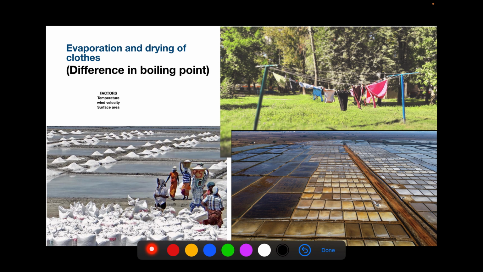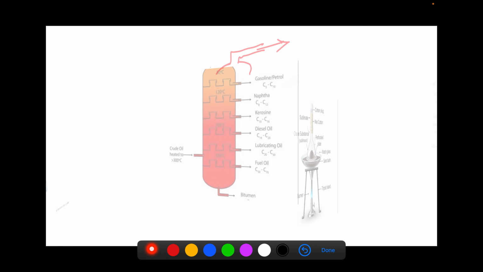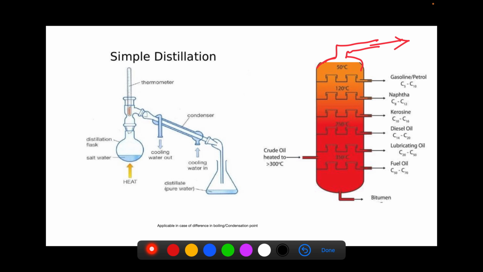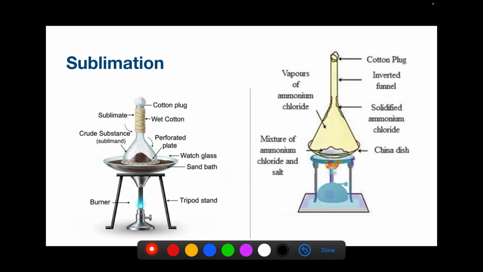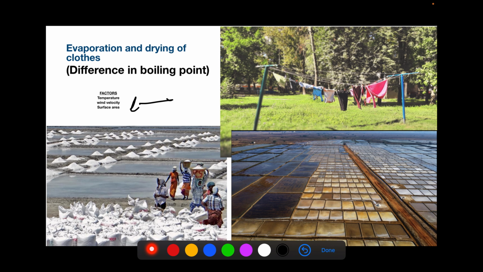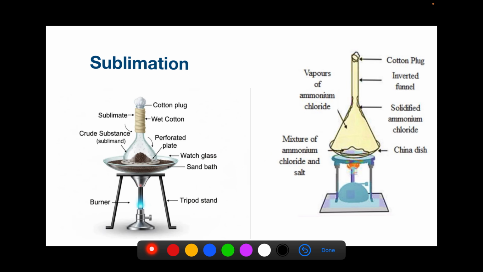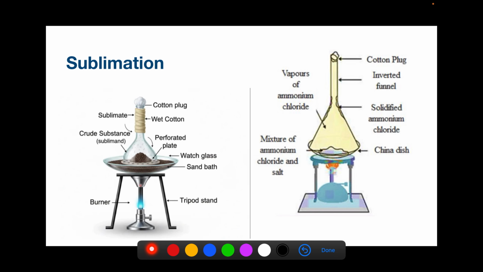One of the very good examples which we see every day is evaporation. Evaporation is when a liquid substance is converted into a gaseous substance using heat. The process is known as evaporation. What happens is that the molecules of the liquid get energy, the distance among them increases, and they get separated.